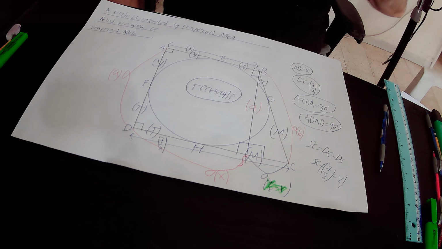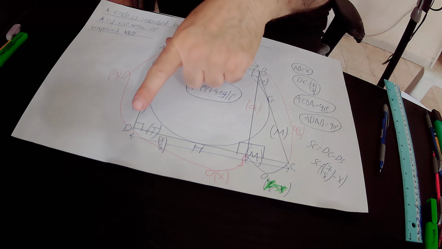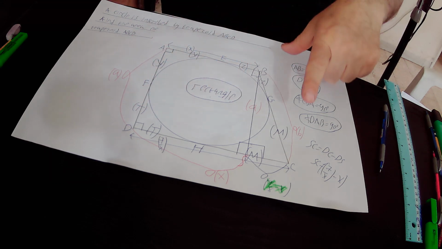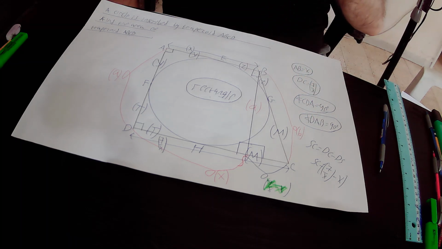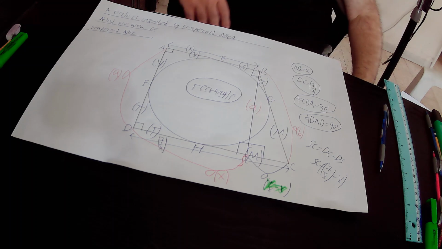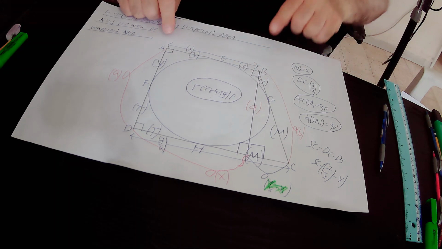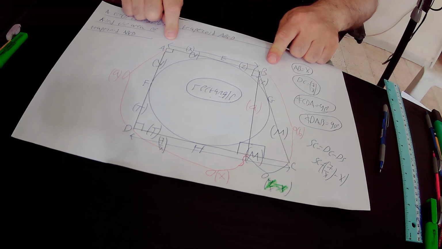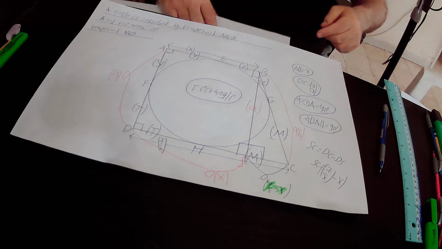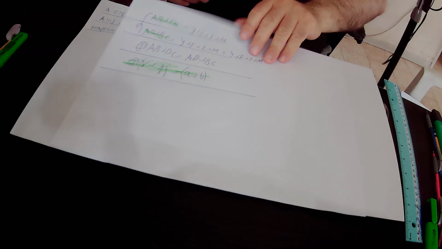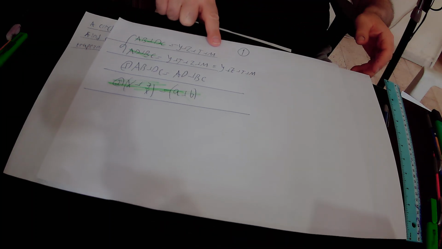Okay, so in the next step, we define the length of this side AD as A, and we define the length of this side BC of trapezoid ABCD as B. So what is the value of AB plus DC? AB is y plus z, and DC is t plus m. So in total, AB plus DC equals y plus z plus t plus m.